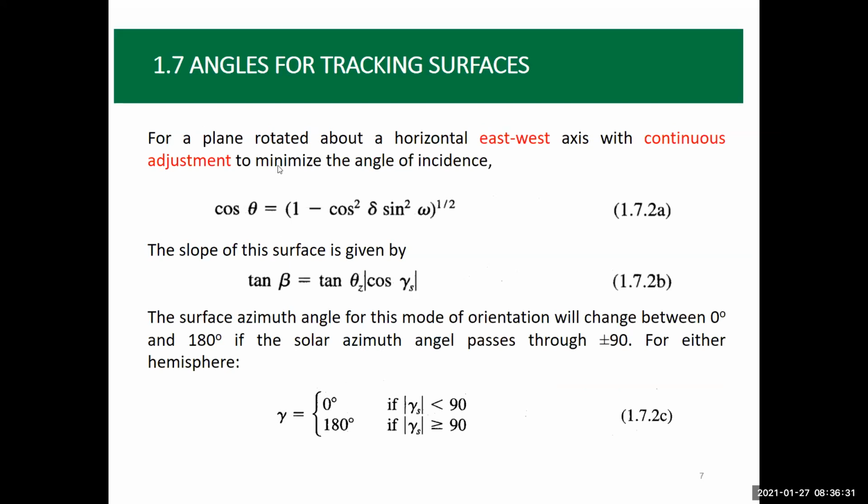And how do you know that if you are solving a problem? This has to be mentioned to you explicitly. So we're going to tell you that this condition applies to a surface that has a single adjustment, or a surface that has continuous adjustment throughout the day.